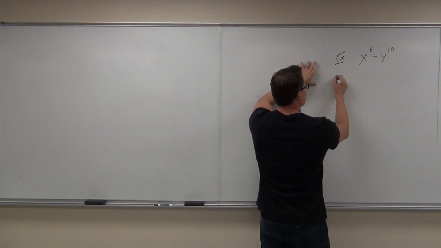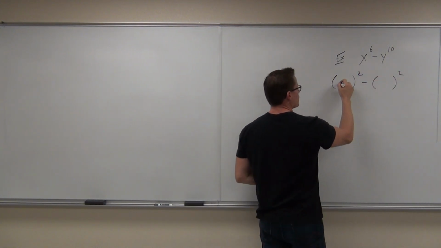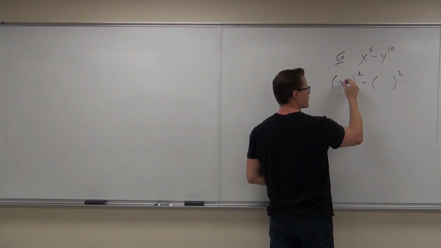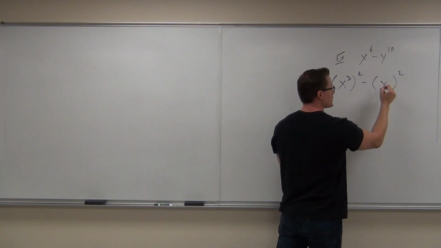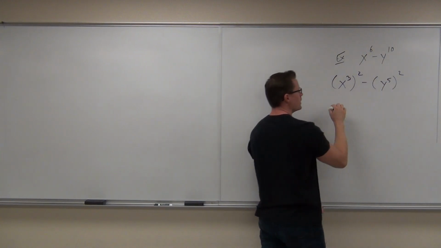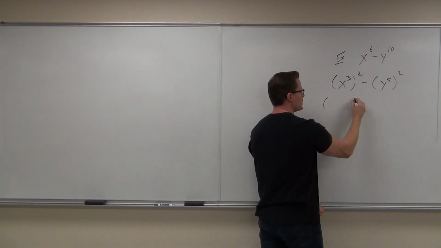If we can write them as something squared minus something squared, we're good to go. That's x to the third or fourth? Third, because we multiply. This is y to the fifth, because we multiply. Squared minus squared, that's what we want, difference of squares.